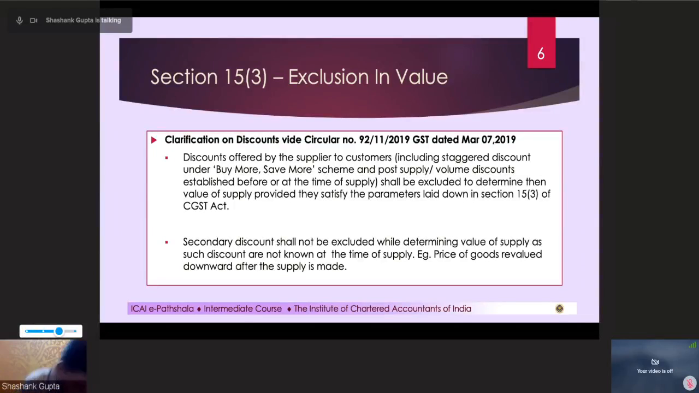In such case, since the conditions specified in section 15 subsection 3, that is there should be a pre-existing agreement, is not met, hence no GST adjustment for such kind of discounts shall be allowed. Clear?